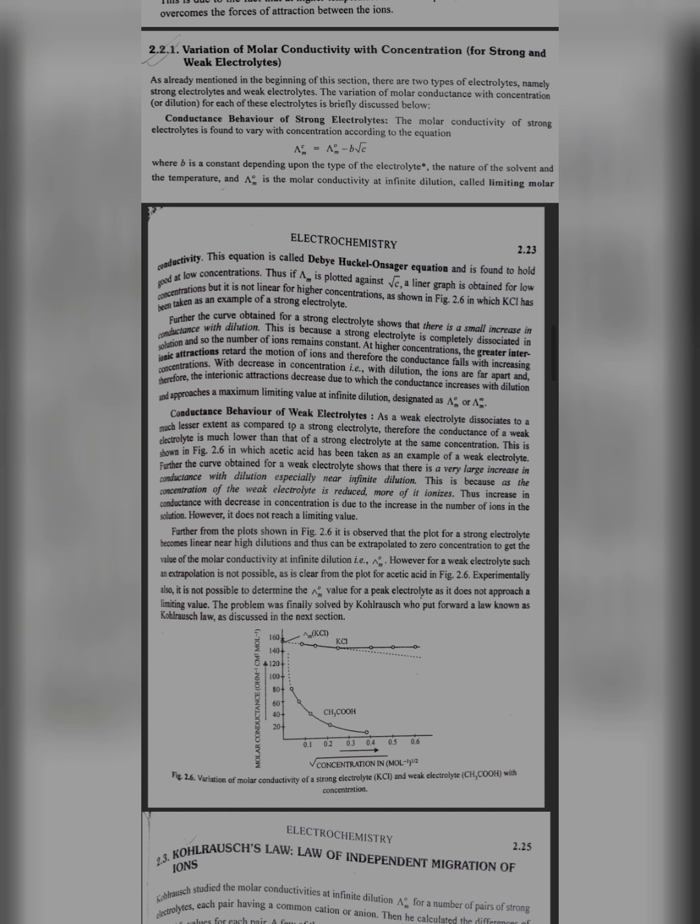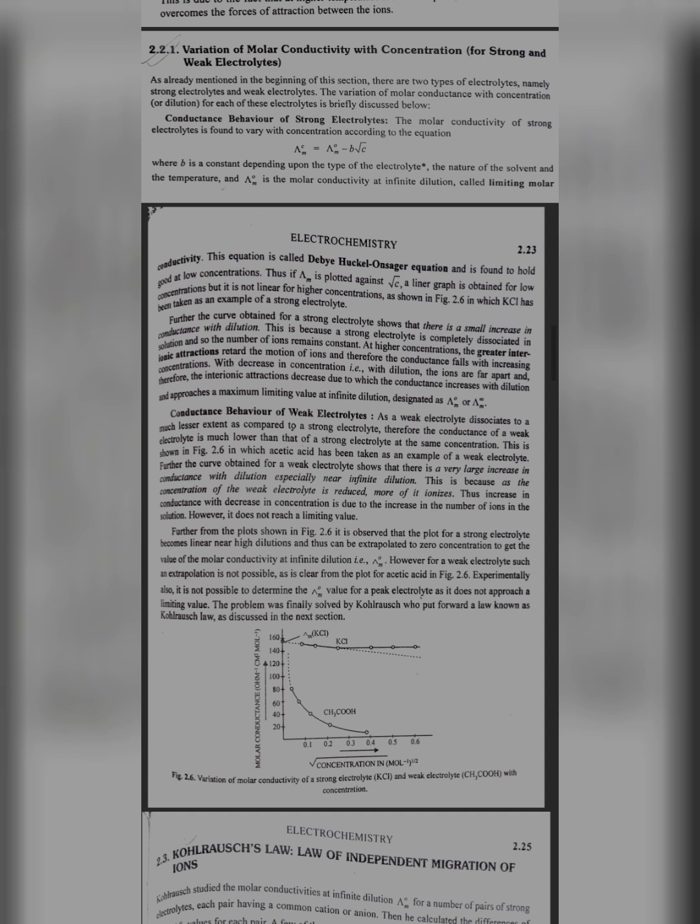Further, the curve obtained for a strong electrolyte shows that there is a small increase in conductance with dilution. This is because a strong electrolyte is completely dissociated in solution, and so the number of ions remains constant. At higher concentrations, the greater inter-ionic attraction retards the motion of ions, and therefore the conductance falls with increasing concentration. With decreased concentration on dilution, the ions are far apart, and therefore the inter-ionic attraction decreases, due to which conductance increases with dilution and approaches a maximum limiting value at infinite dilution, designated as Λ°m or Λ∞m.